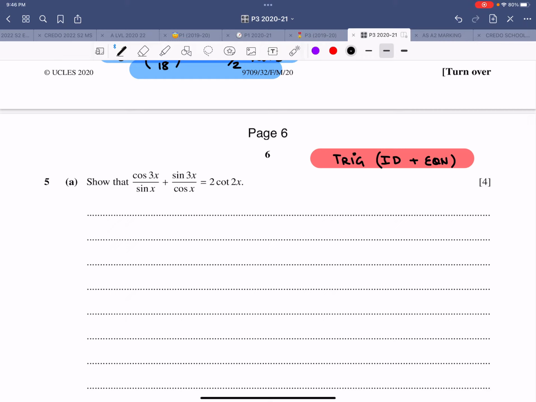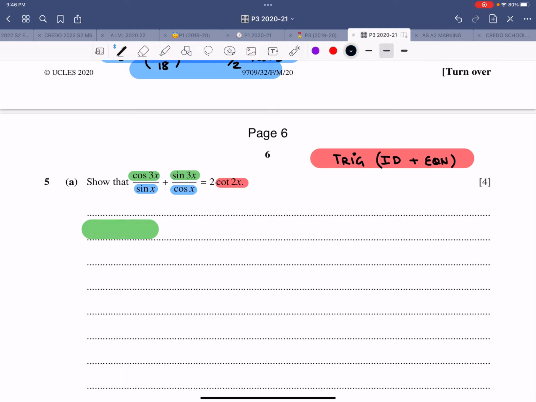You observe cosine 3x, sine 3x. Let me underline them. This is cosine 3x and sine 3x. What do you observe? You observe sine x and cosine x. What else do you observe? You observe cot 2x. Now this is something weird. You have got a 3x, you have an x, you have a 2x. So basically what you need to do is first use the addition formula.